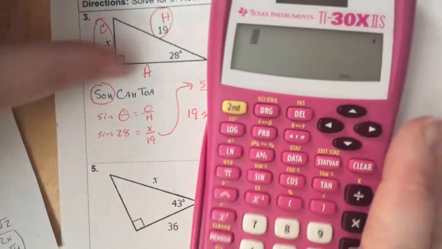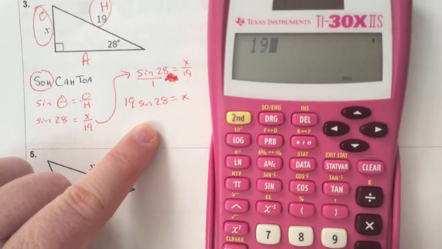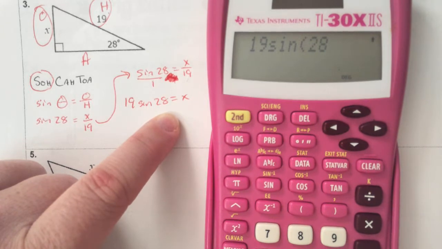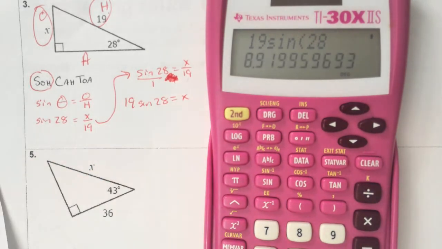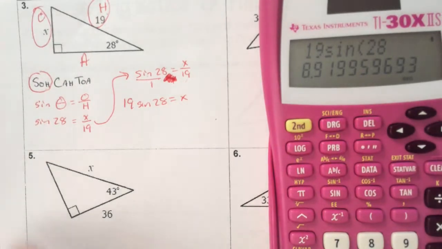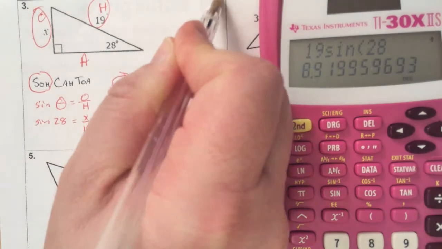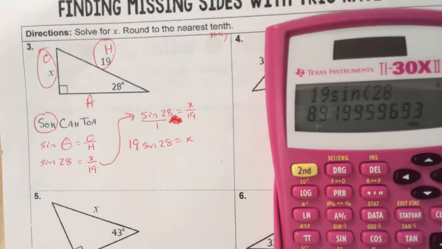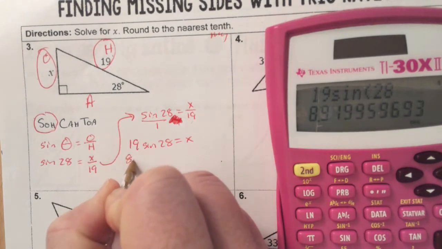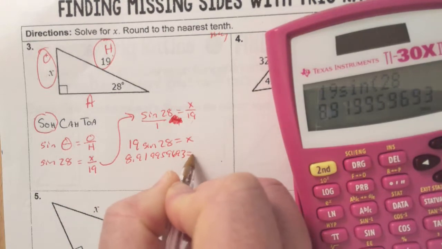Okay, so we're just going to plug this in. I'm going to type in 19 sine 28 equals, and there's our answer. Let's write down that answer. They said to round to the nearest 10th. How many zeros does 10 have? 1. So right now it says 8.919959693 is equal to x.